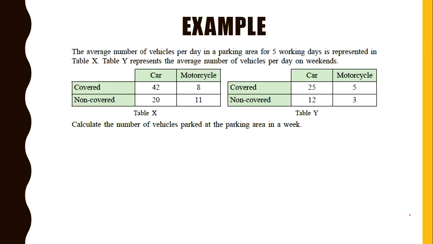Okay, the average number of vehicles per day in a parking area for 5 working days is represented in table X. Table Y represents the average number of vehicles per day on weekends.